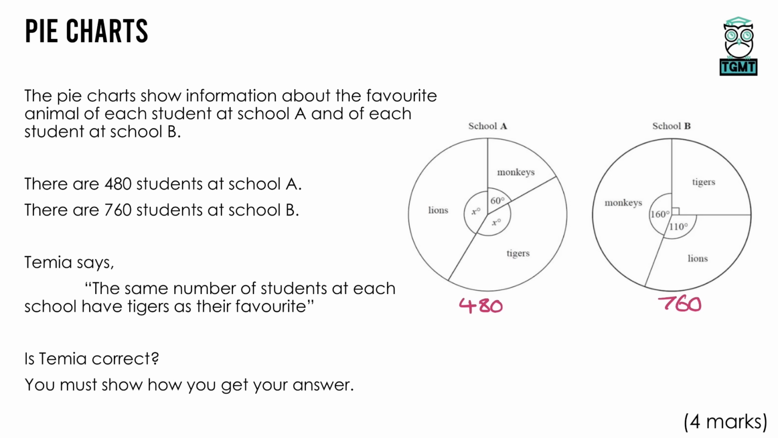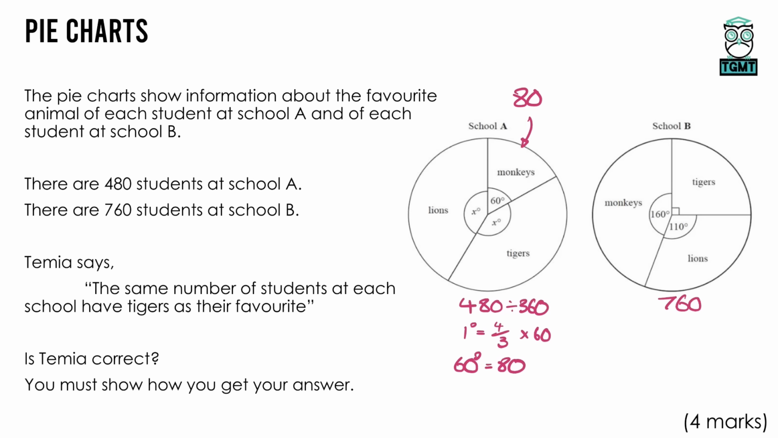So if we divide each of these by 360, and we'll start with School A, 480 divided by 360 is 4/3. Not the nicest of numbers, but 1 degree is equal to 4/3. That's fine, I'll just leave it as a fraction for the moment. We can now multiply that by 60, and that will tell us the amount here that liked monkeys the most. So if we times by 60, that is 80 people. So 4/3 times 60 gives us that 60 degrees is 80. So 80 people like monkeys the most.